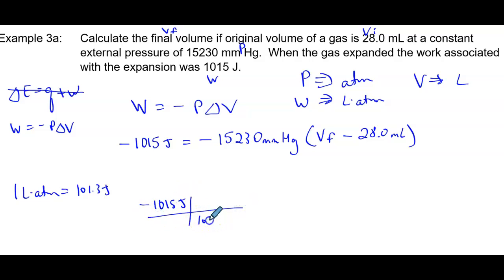So we have 101.3 joules for every 1 liter atmosphere. So we're going to convert this into liter atmospheres, and we're going to get 3 sig figs. So then this is going to become negative 10.02 liter atmospheres with sig figs.